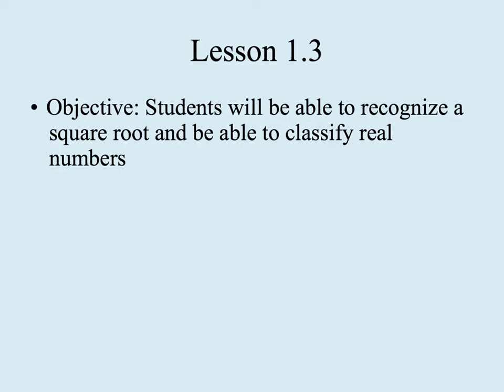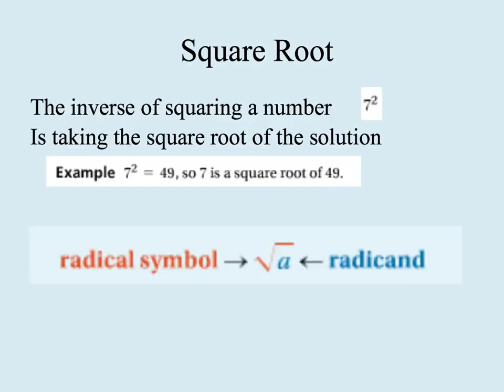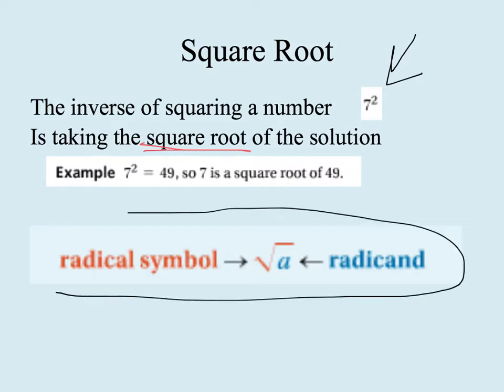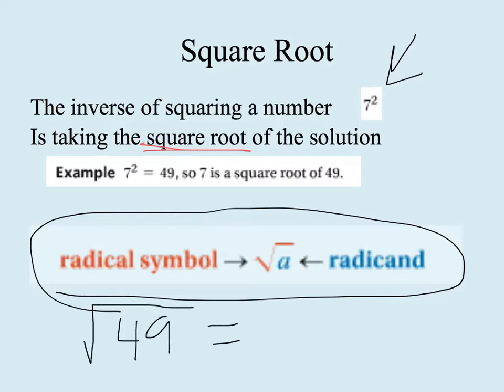Our next lesson, your main objective for today is to recognize square roots and be able to classify real numbers. The inverse of squaring a number, so if this is 7 squared, is taking the square root of the solution. So the square root looks like this down here. If I have 7 squared, that's equal to 49. So 7 is the square root of 49. Basically saying if I do the square root of 49, that's going to be equal to 7.